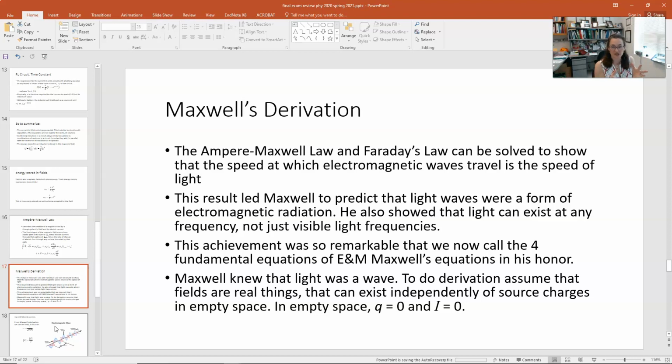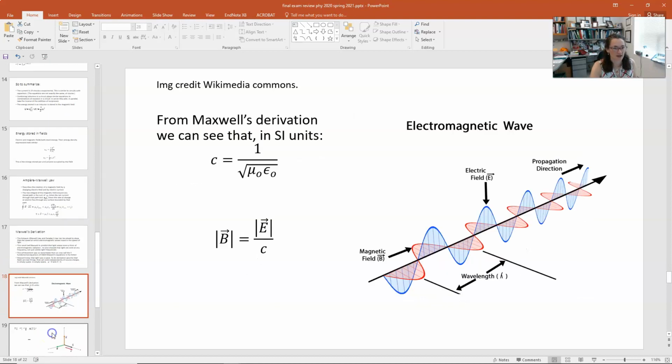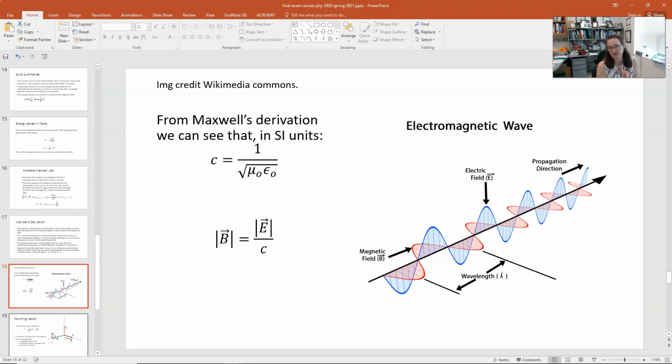So Maxwell knew that light was a wave. To do the derivation, remember, we assumed that fields were real things, that they could exist independently of the source charge and away from the source charge in empty space. And then we said empty space means no source charges or source currents. Q and I are 0. And then we went through that full derivation. I'm not going to repeat it here in the review. It's online if you want to look at it again. But one of the main conclusions, our climax, if you will, of that derivation was that you could see that in SI units, the speed of light c is 1 over the square root of mu naught times epsilon naught.